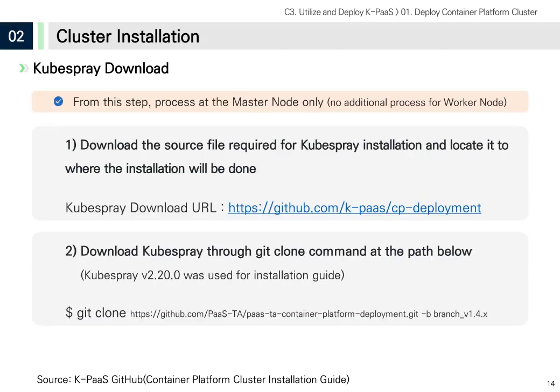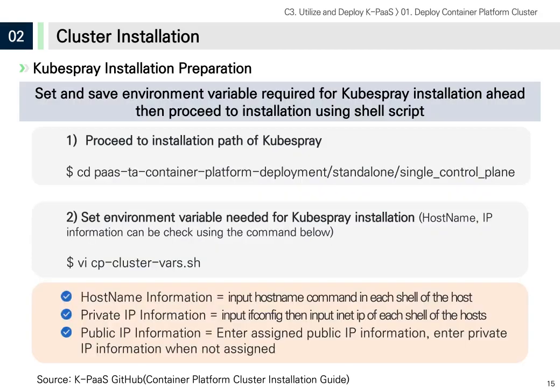Part 2. Cluster Installation. Note that this step only needs to be done on the master node. First, download the source files required to install KubeSpray by following the link in the textbook for cluster installation. Then place them in the KubeSpray installation path. Next, use the git clone command to download KubeSpray from the following path. The installation guide is based on KubeSpray version 2.20. Let's take a look at preparation steps to install KubeSpray.